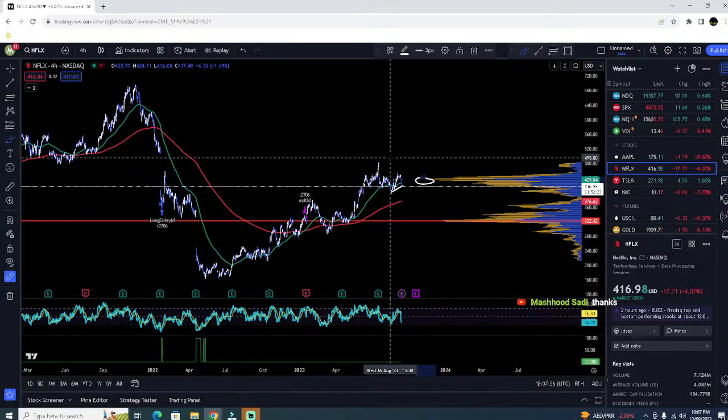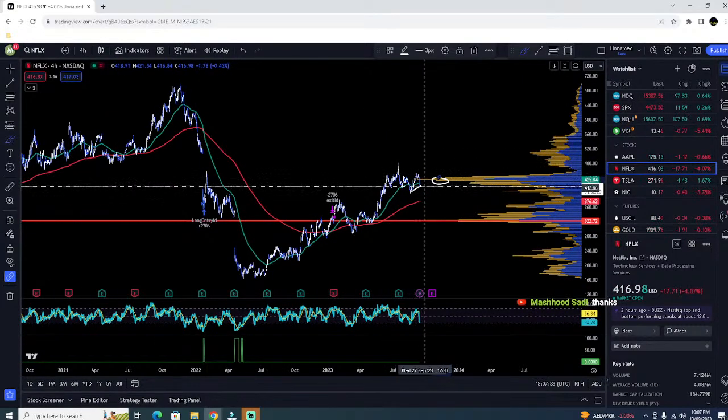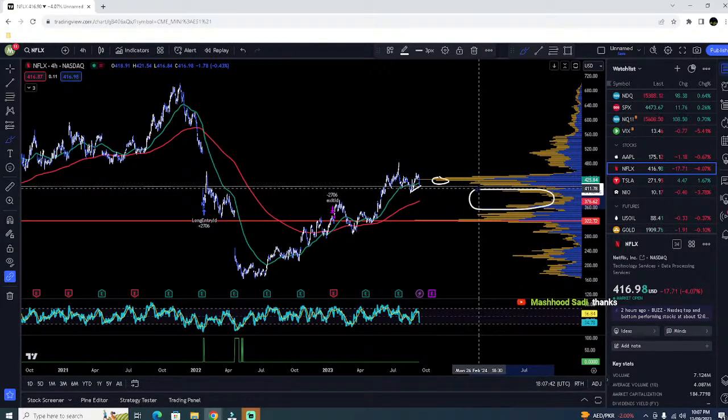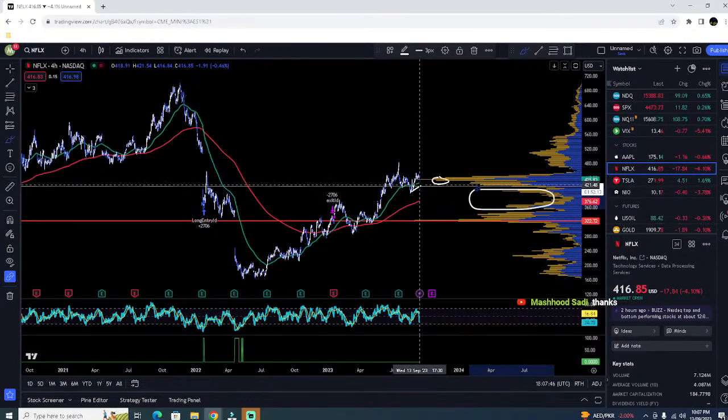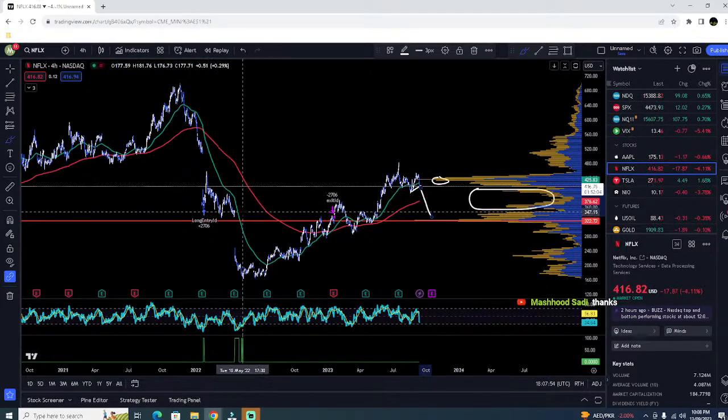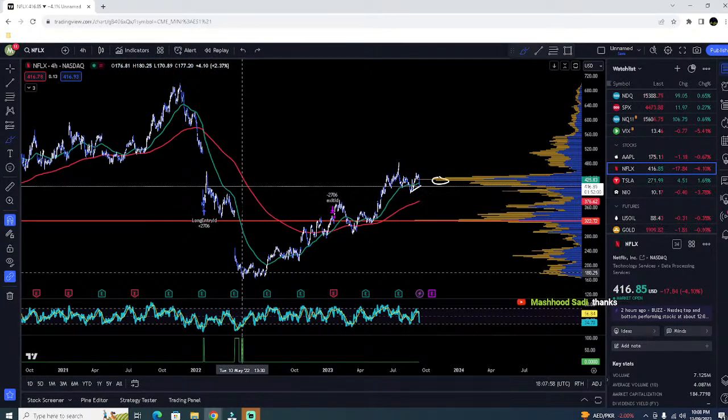Let's just zoom out a little bit. So the problem is the volume is absent over here. If we are not able to hold 400, which is a sort of psychological level, there is a chance there might be a drop straight back towards 350 or 325, which will coincide with this action over here. So we have to be careful of this on Netflix.